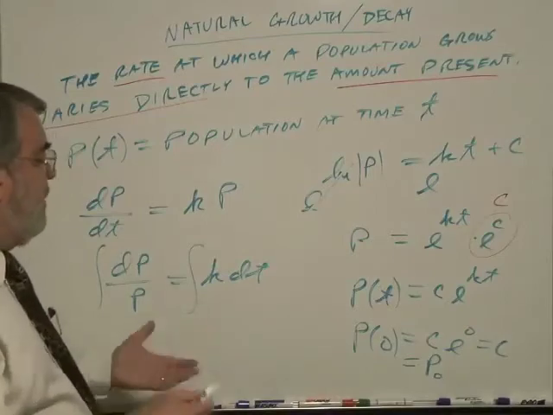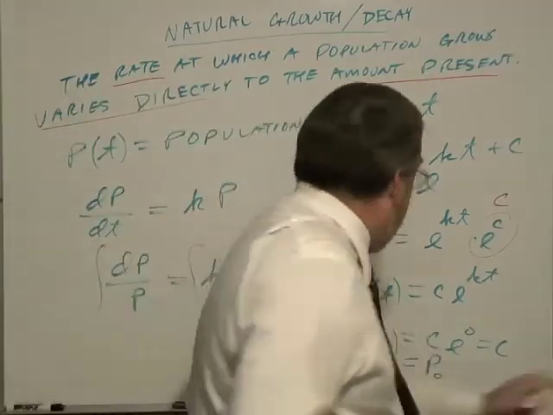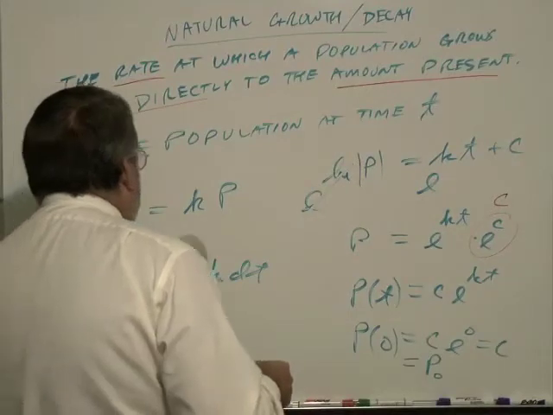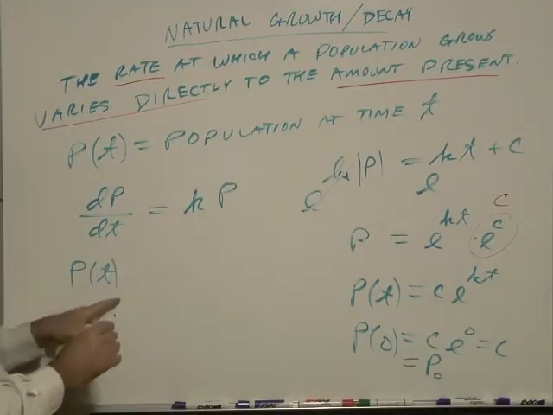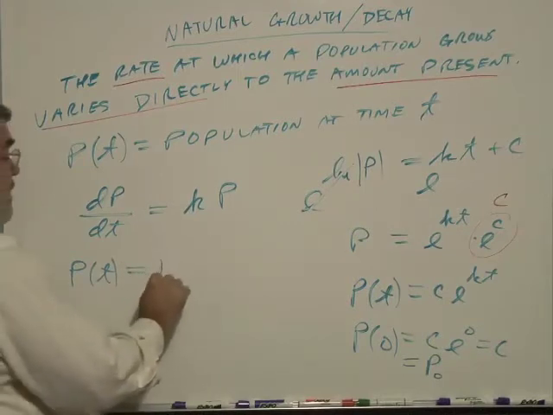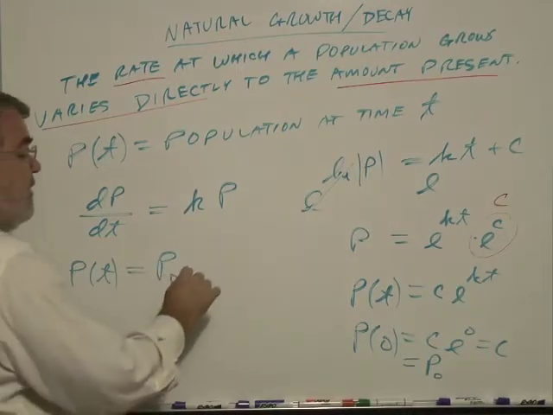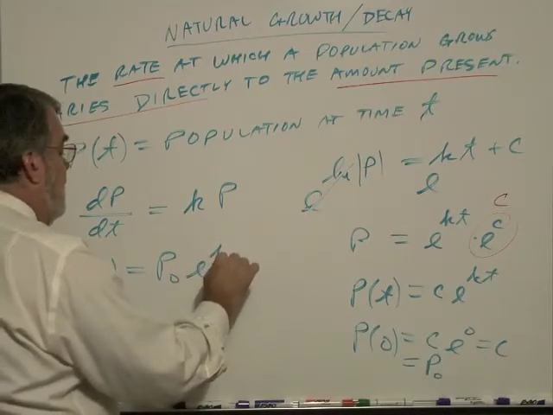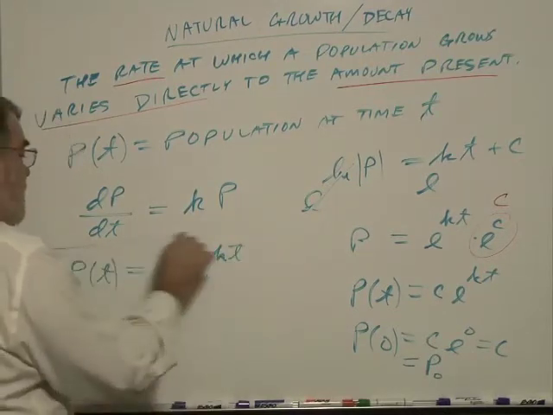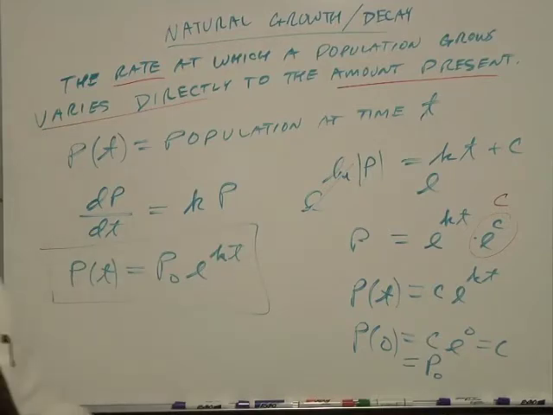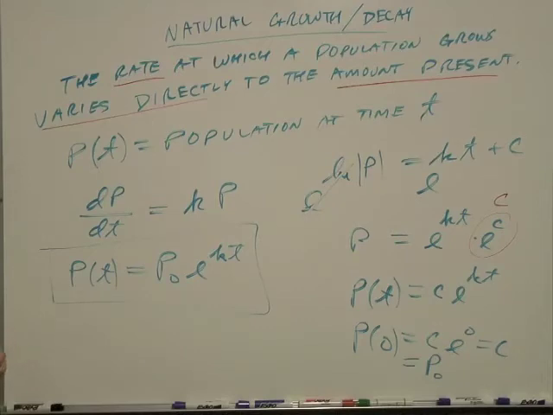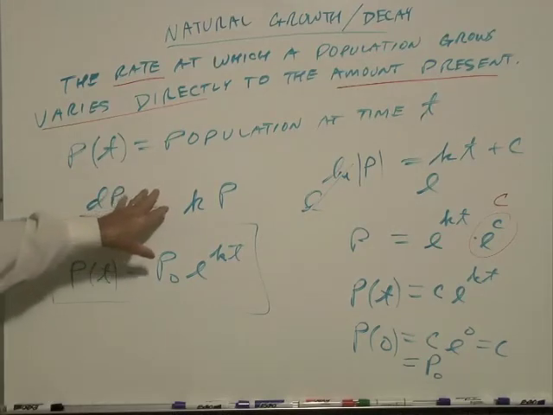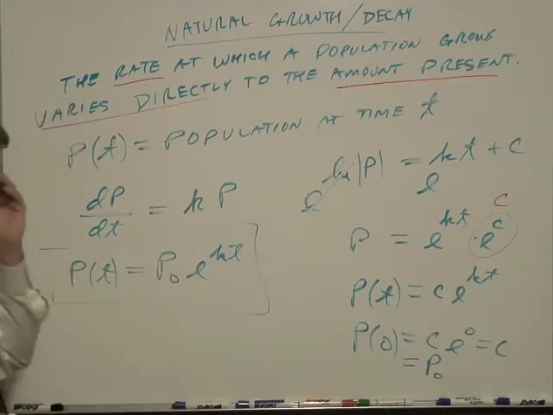So now I can rewrite my solution a little differently and say, okay, the solution to this differential equation is p of t, the population at time t, is equal to the initial population, p0, times e to the kt. Alright, so there's the solution. When you learn this in college algebra, they couldn't have solved this. They would just have given you this. In calculus, you can solve this.